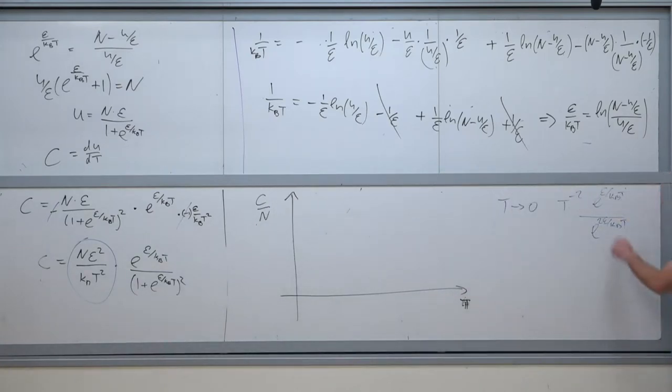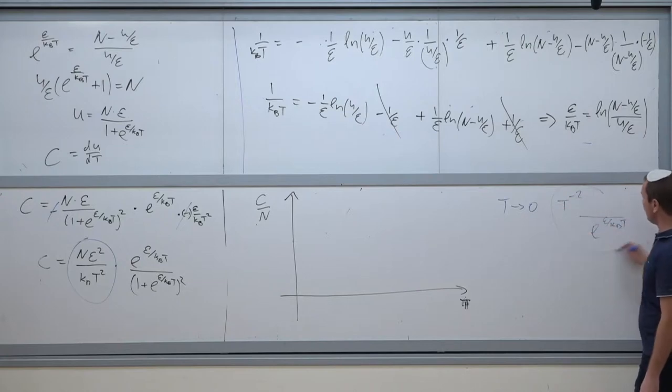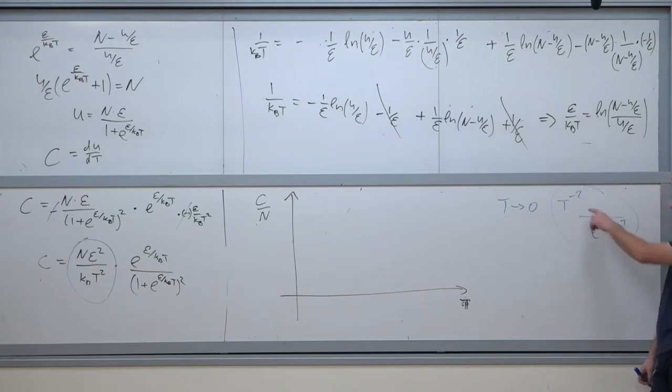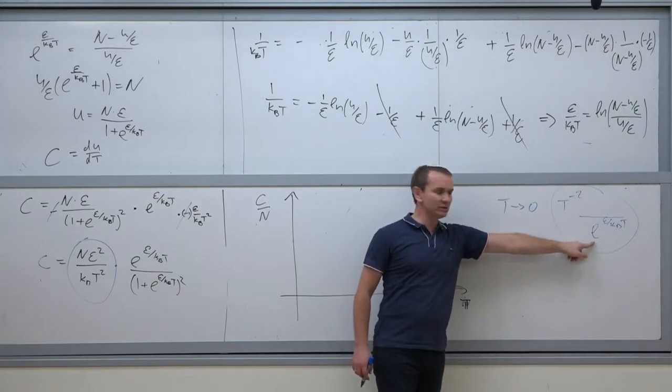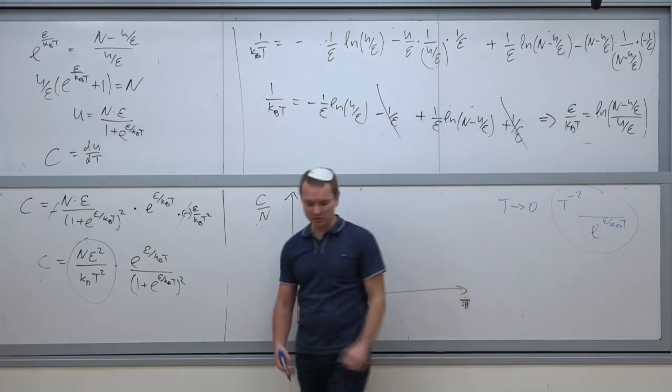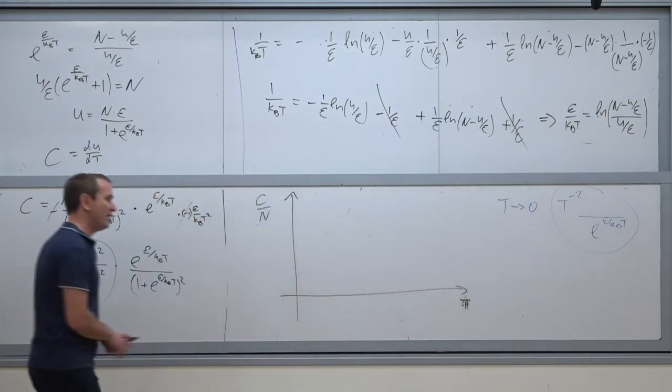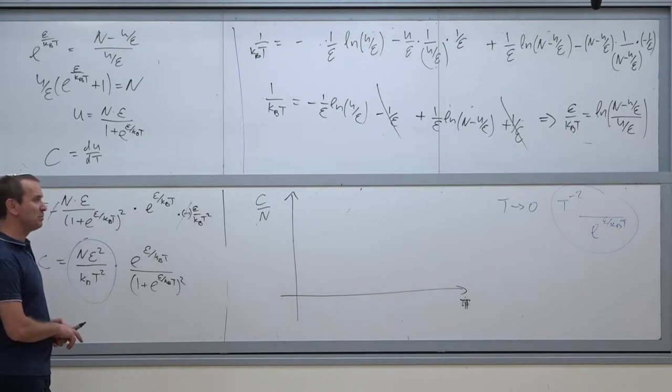Okay. So we can forget about this term and forget about the 2 over here. And when t goes to 0, we need to look at the ratio of those two guys. So here, t to the minus 2, it diverges polynomially. This guy over here also diverges, but it diverges exponentially. The exponential divergence is much, much, much faster than the polynomial divergence.